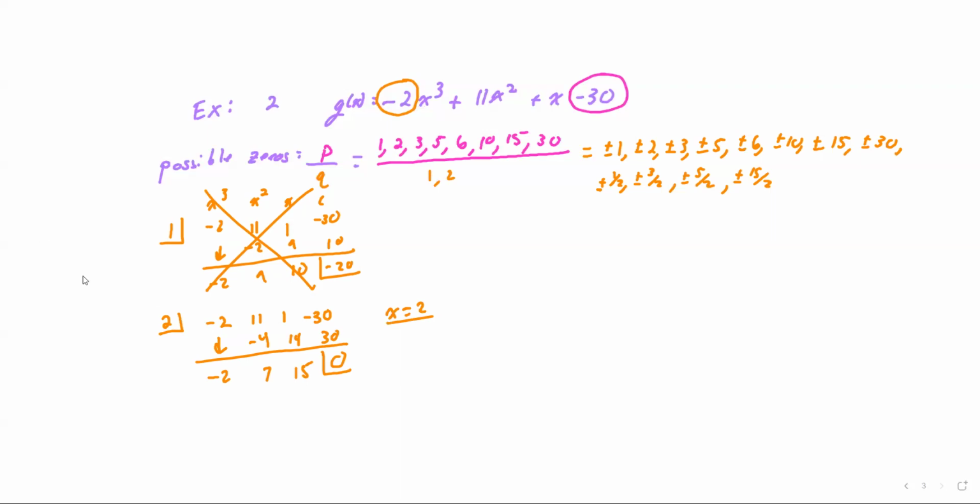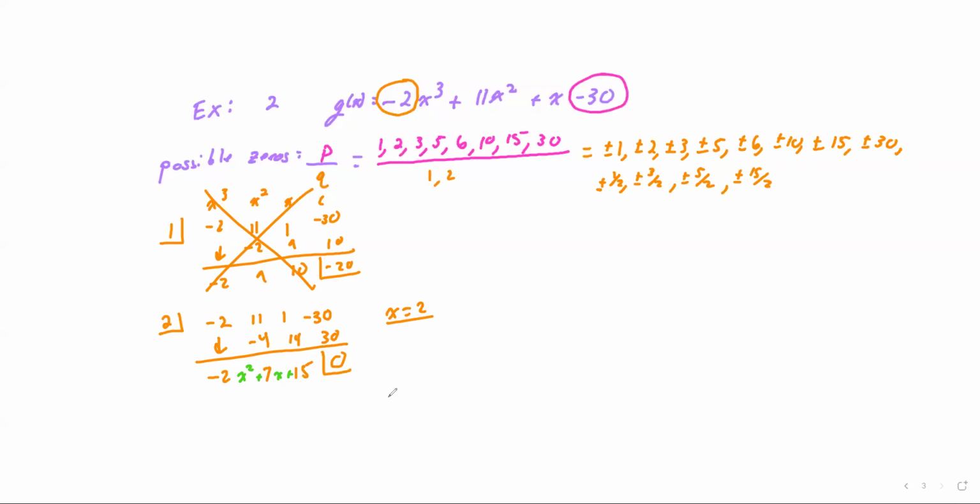Then what we can do from here is figure out what the rest is. So this would be negative 2x squared plus 7x plus 15. And now that it's a quadratic, we can factor it, or use the quadratic formula. So that's what I'm going to do real quick.